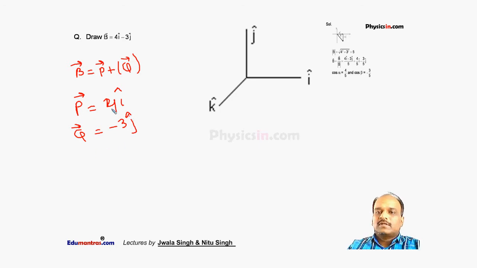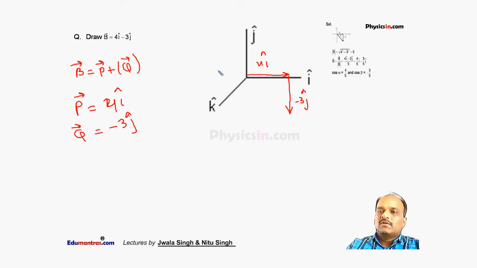So first I draw a vector P. This vector P is 4 i cap. Its length is 4 unit and the direction is along positive x-axis. This is vector P. And vector Q, its length is 3 unit and it is minus j cap. So I will draw a vector which is downward. Its length is 3 and the direction is minus j cap. So it is minus 3 j cap.